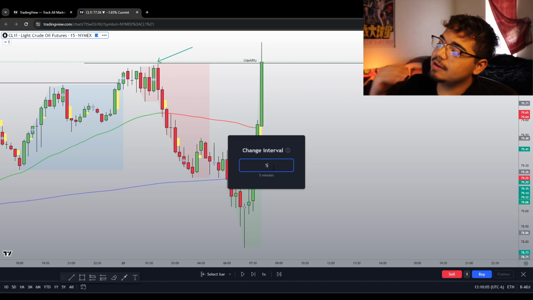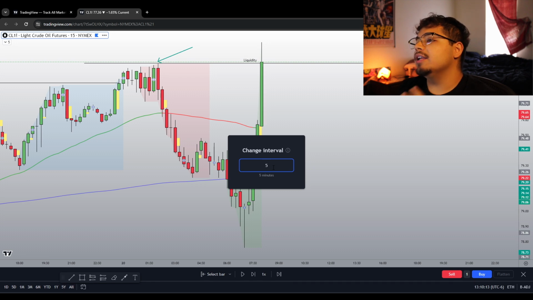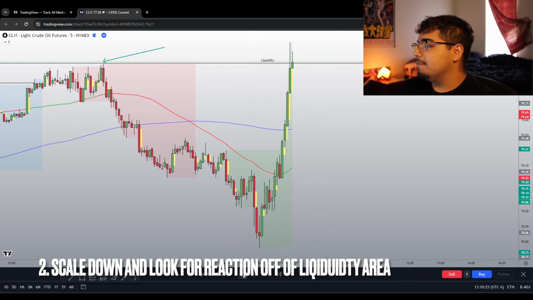The lower the time frame you get, 1 minute, 3 minute, the tighter your stop losses and the better your entries are going to be, but the easier it is for you to get faked out and take losses. So take that into account depending on your risk tolerance. Now, you could wait for like a 5-minute entry.